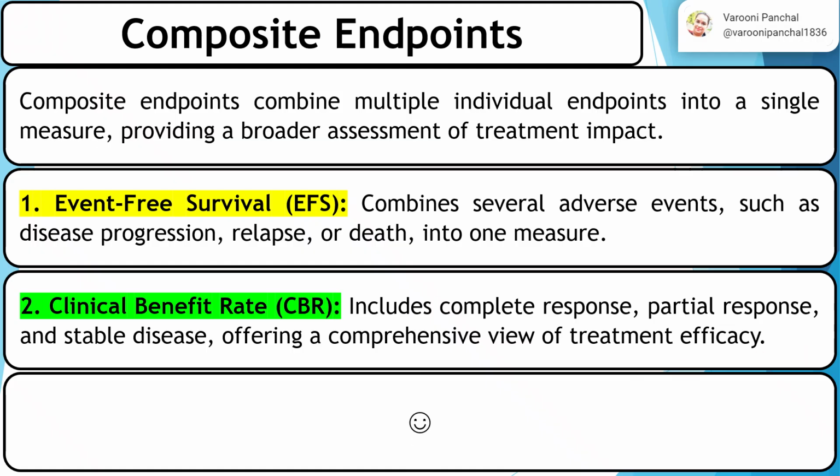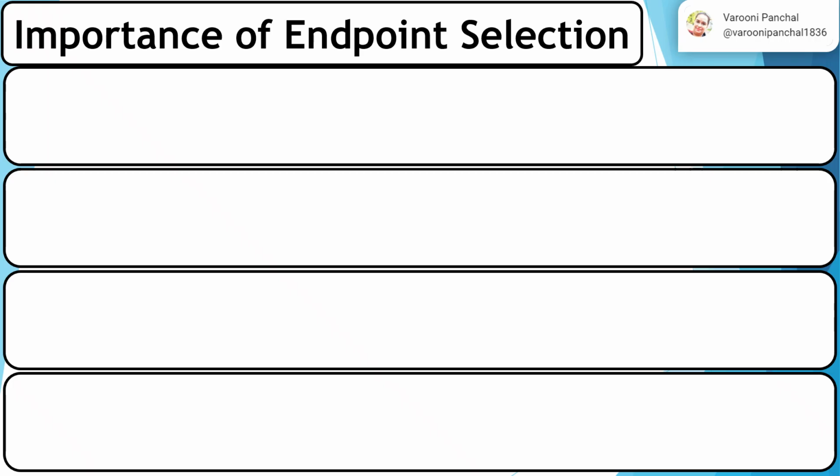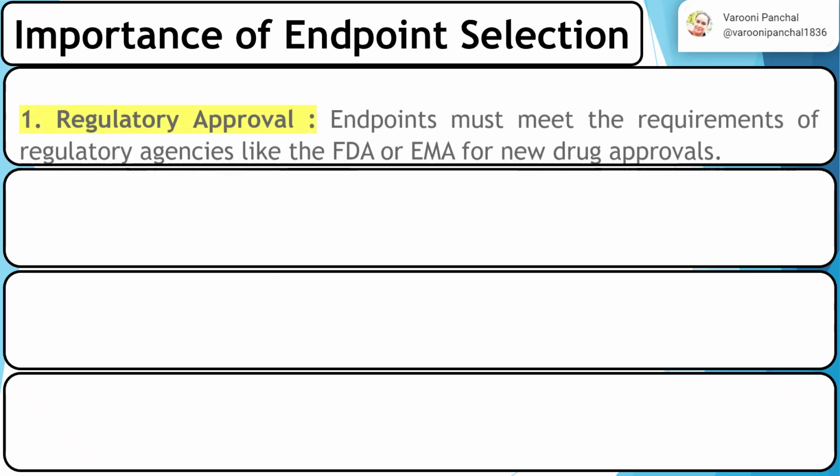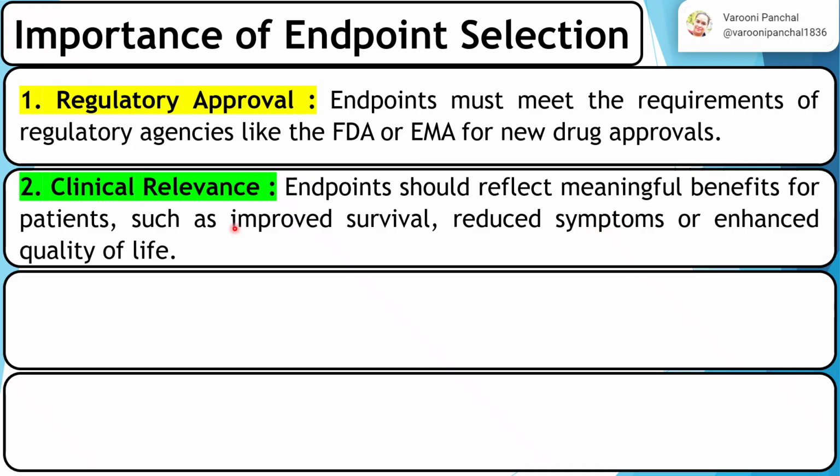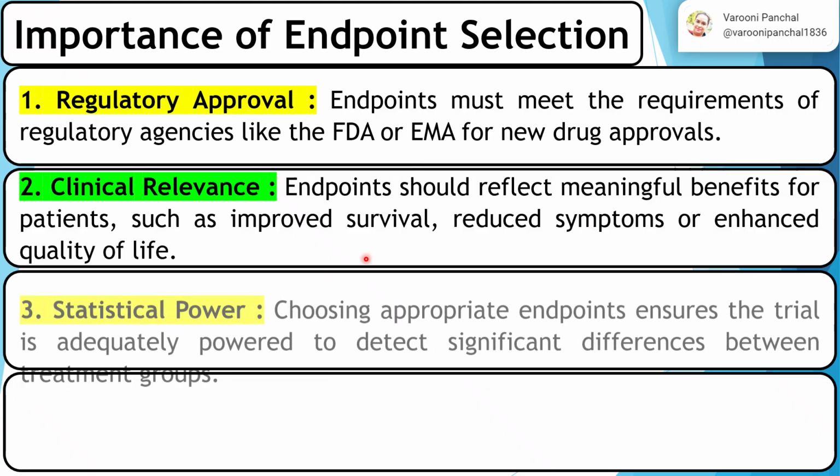Importance of endpoint selection. Regulatory approval. Endpoints must meet the requirements of regulatory agencies like the FDA or EMA for new drug approvals. Clinical relevance. Endpoints should reflect meaningful benefits for patients such as improved survival, reduced symptoms, or enhanced quality of life.